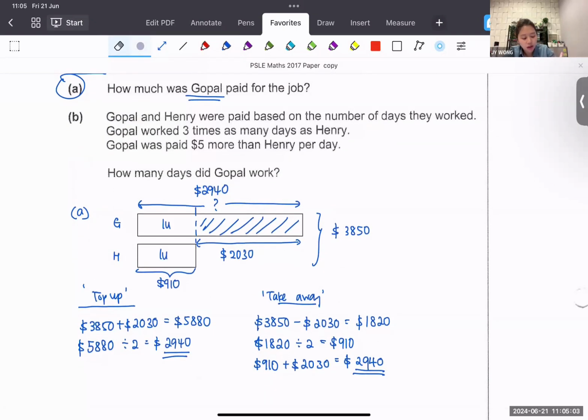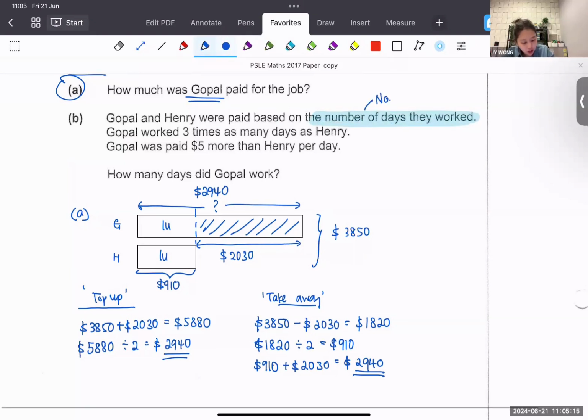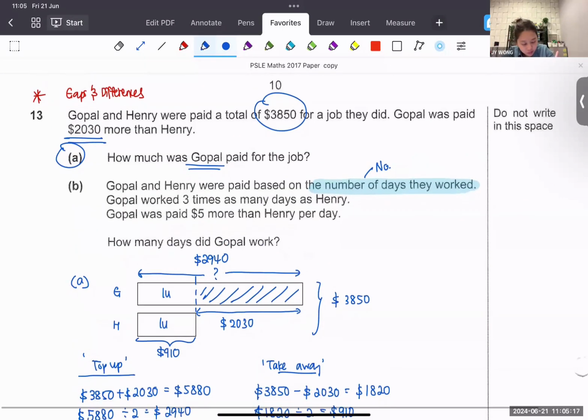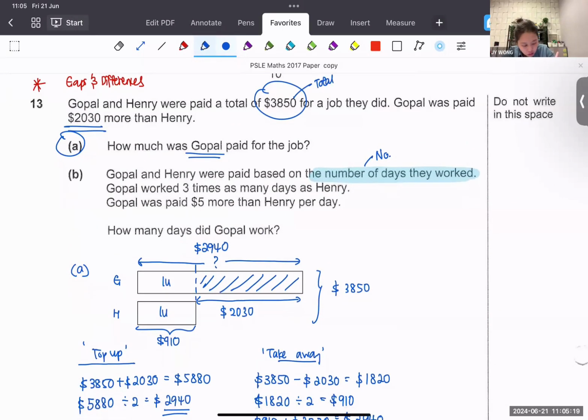Now, the next part here, Gopal and Henry were paid based on the number of days they work. So why are these gaps and differences? So you see, they talk about the number, okay, they talk about the total value.